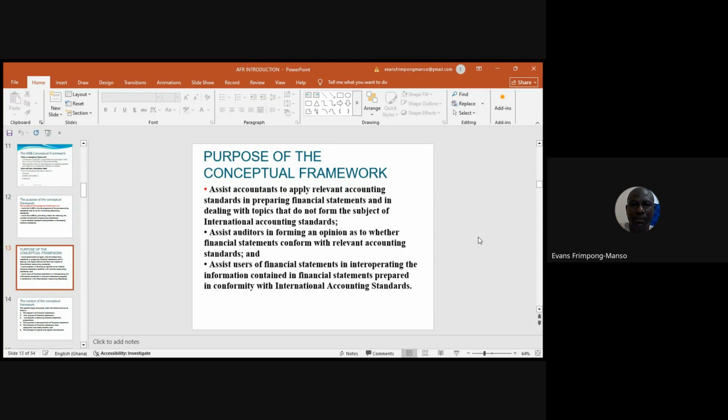to assist accountants to apply relevant accounting standards, to assist auditors in forming an opinion whether the financial statements management has prepared conform with the relevant accounting standards. It also assists the users of the financial statements in interpreting the information contained in the financial statements for them to understand and use it to make their informed economic decisions.